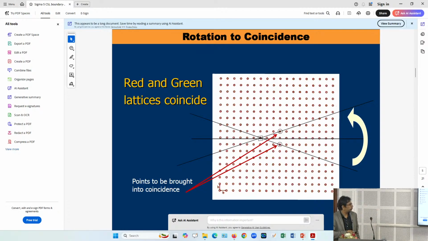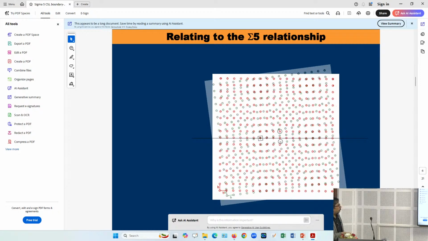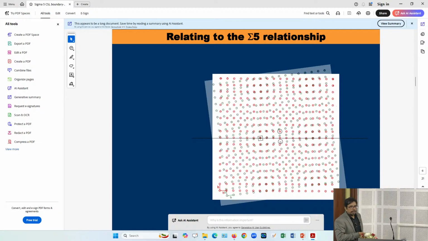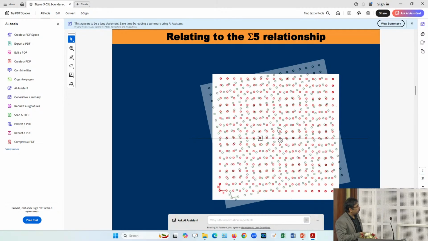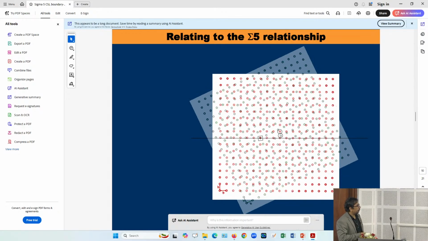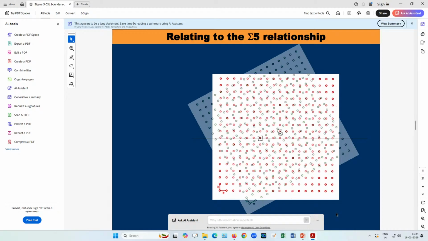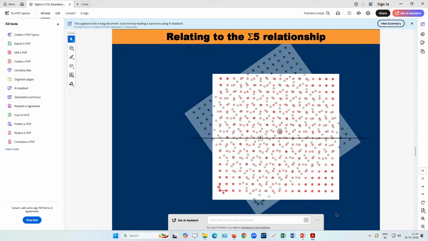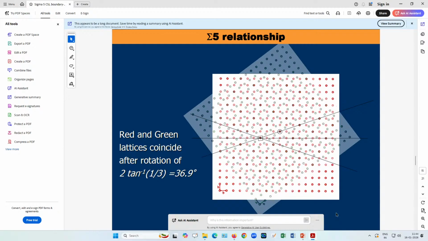And let us see what we get. Yeah. So as you can see, now we have created a very small orientation difference, right, and let us slowly increase the orientation difference as we proceed. Just note down these highlighted two lattice points. Just see here, this angle is 36.9 degrees.